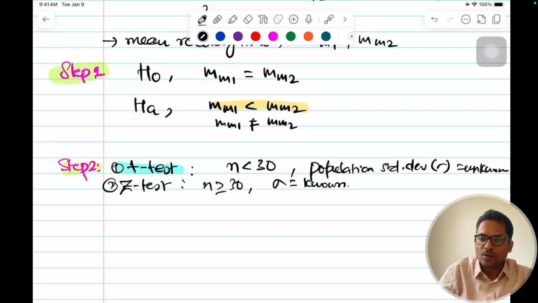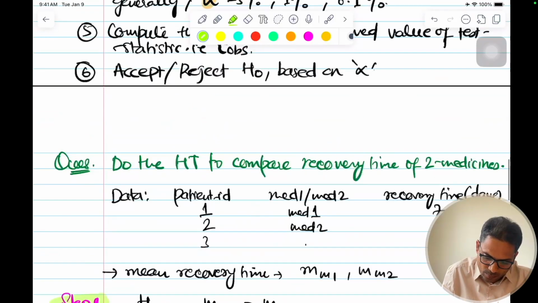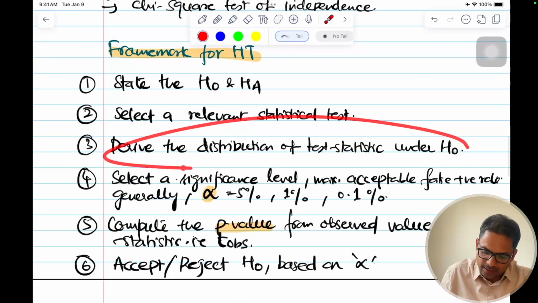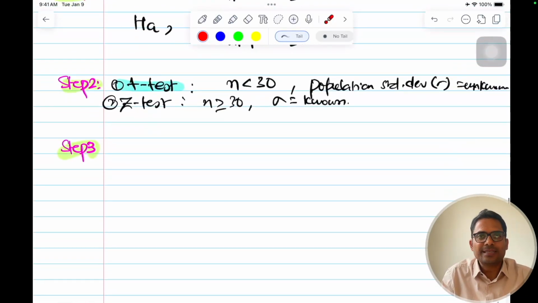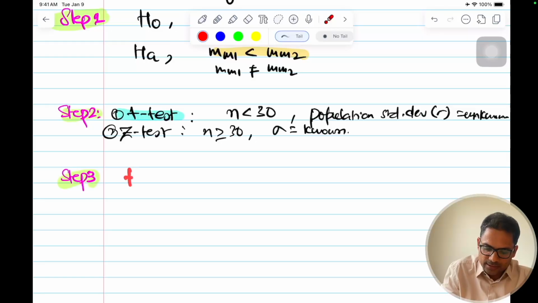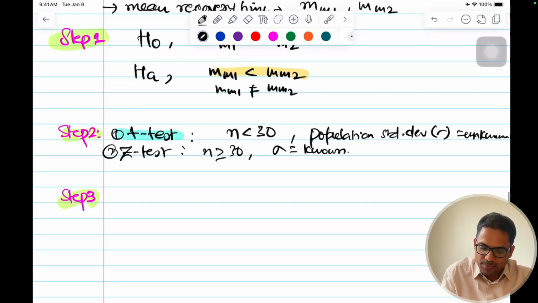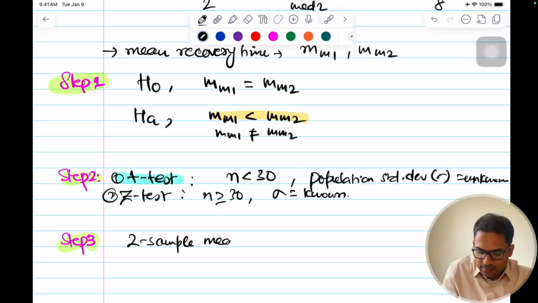Okay, so what is step 3? Let's see. Derive a distribution of the test statistic under the null hypothesis. So first of all, I should know what the test statistic is. All these tests have a test statistic. So let's see what it is here for the t-test. Here we are comparing two means, right? So it is a 2 sample mean t-test.